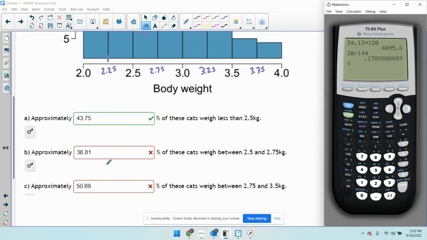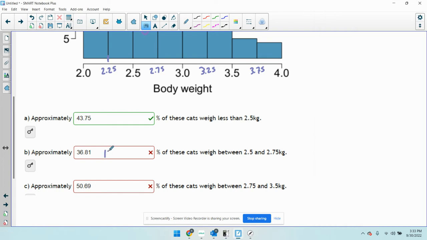That's where I get the 13.88 repeating, or we'll say 13.9%. Well, they want two decimal places. We'll do 13.89.